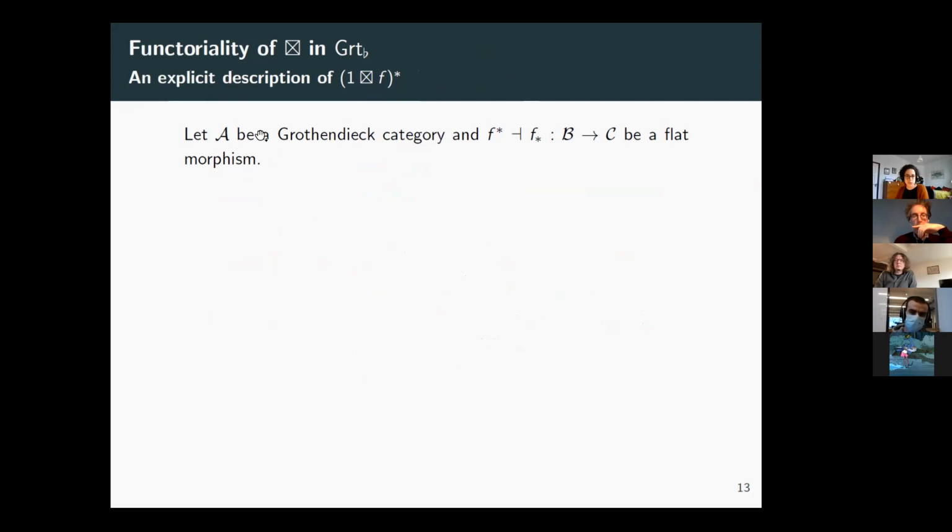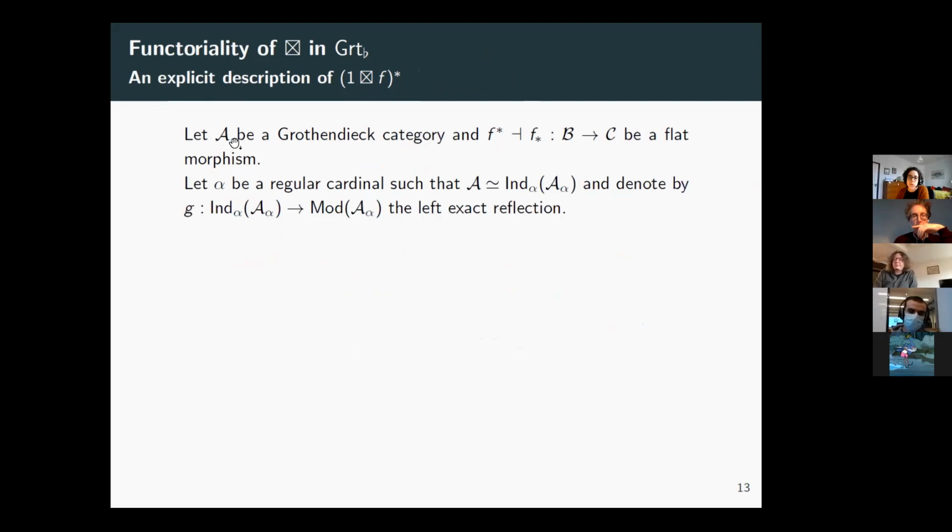Okay, we have the same data as before. A, a Grothendieck category, F, a flat morphism. We know that A is a Grothendieck category, so in particular, it is locally presentable. So there exists some regular cardinal alpha such that A is the Ind alpha completion of its alpha presentable objects. So we have this expression of A. And the Ind alpha completion is reflected in presheaves. So we have a reflection here. So in particular, it's a flat morphism, but with the direct image being fully faithful. This is fully faithful. It's an embedding.